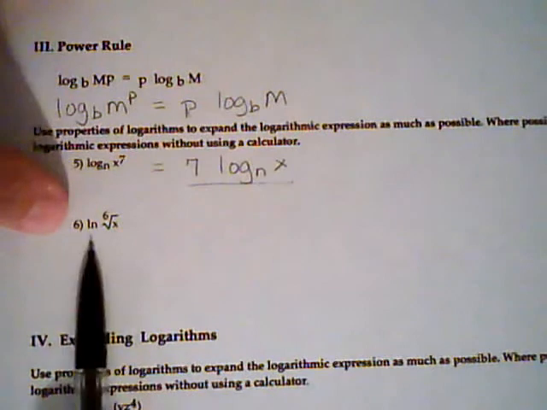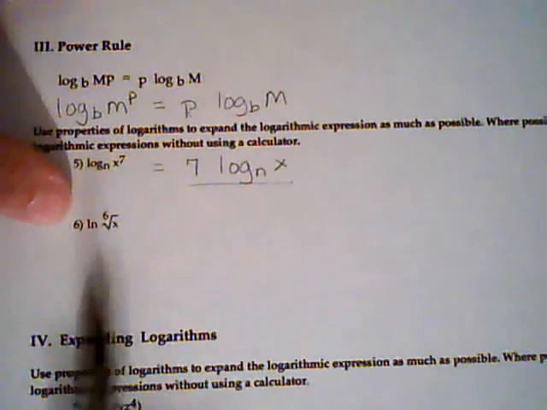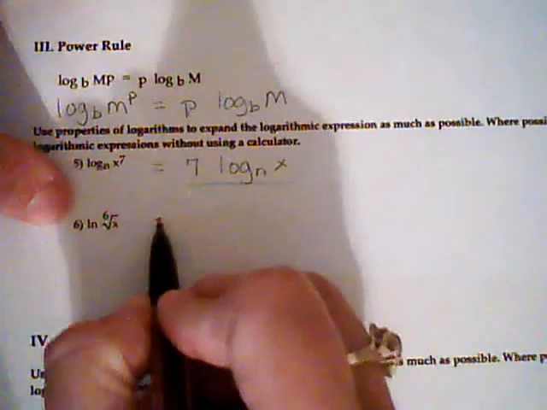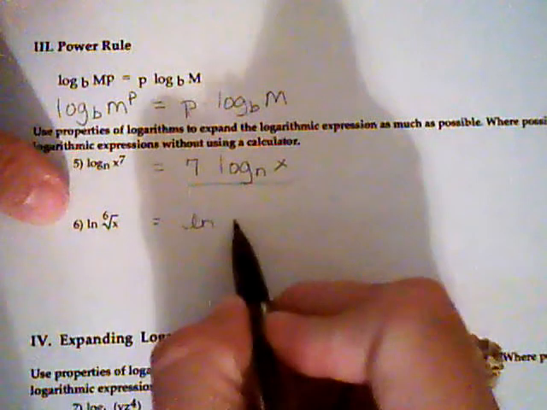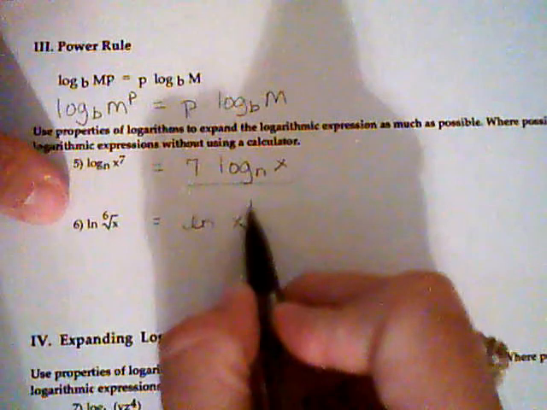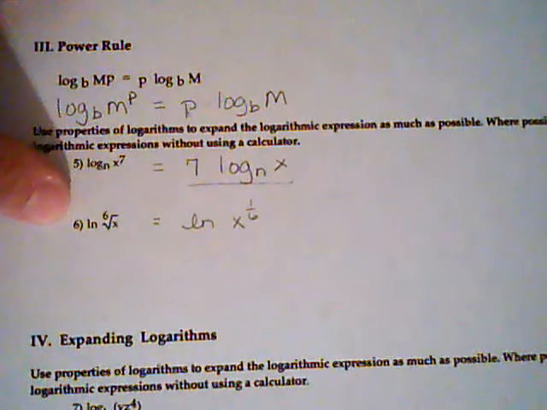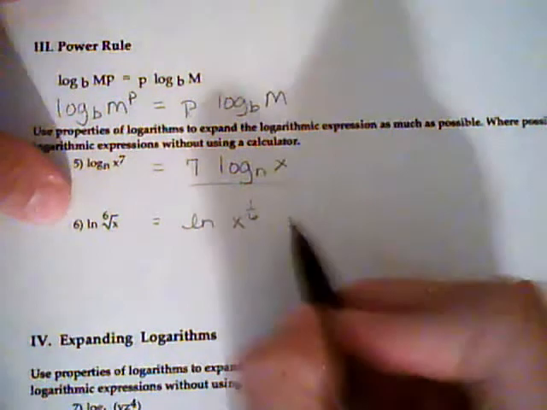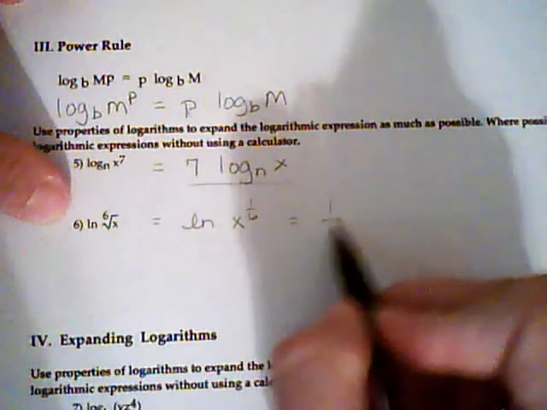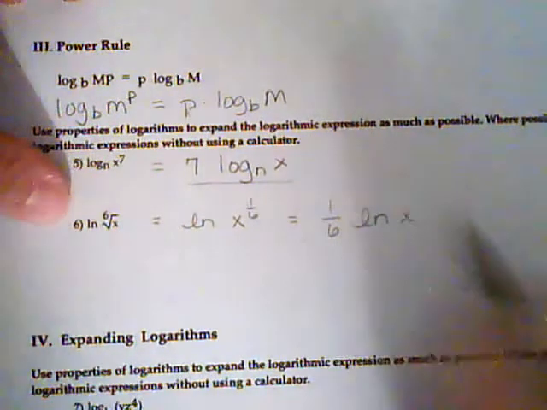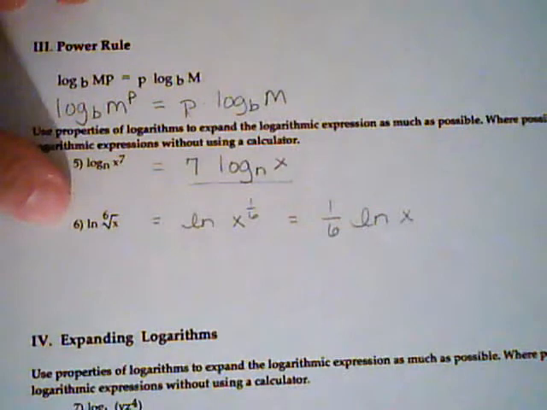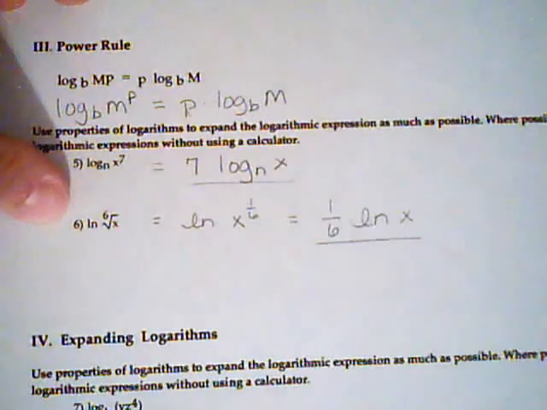Okay, if I look at number 6, natural log of the 6th root of x. Okay, we know that anytime we have a radical, we can convert this to an exponent. It's a rational exponent, which would be the same thing as the natural log of x to the 1/6 power. And then by using the power rule, this would be equivalent to 1/6 times the natural log of x. And so that would be as far as we could expand.